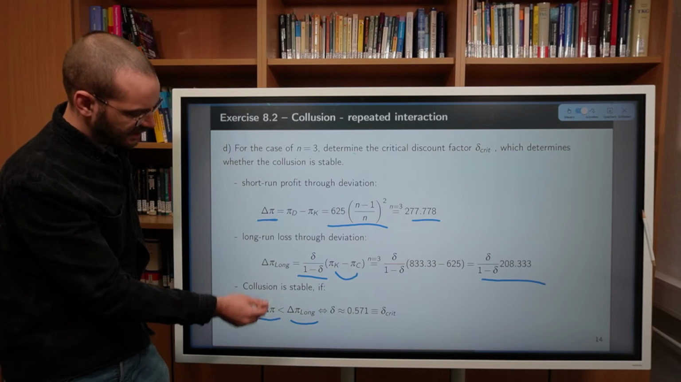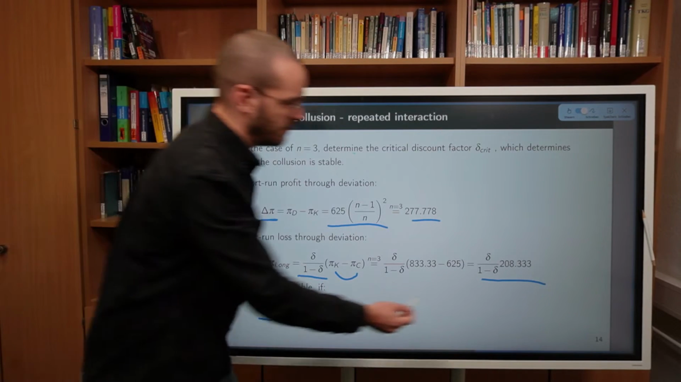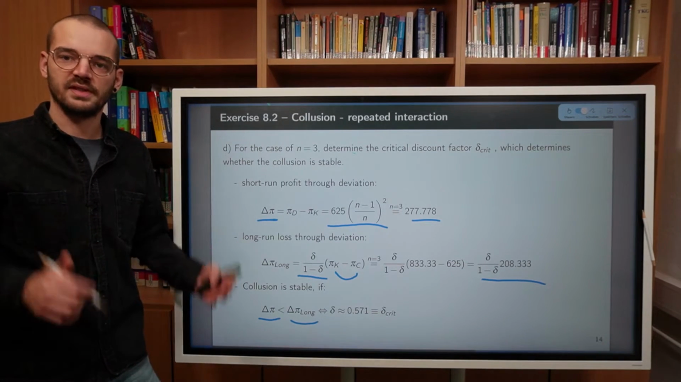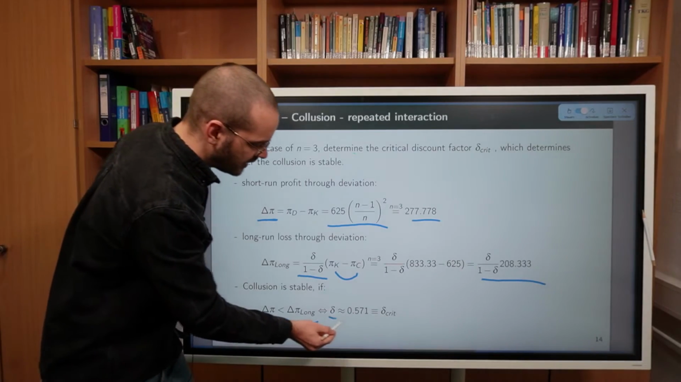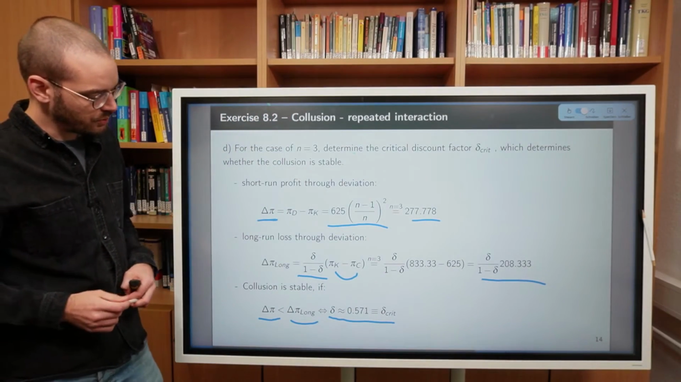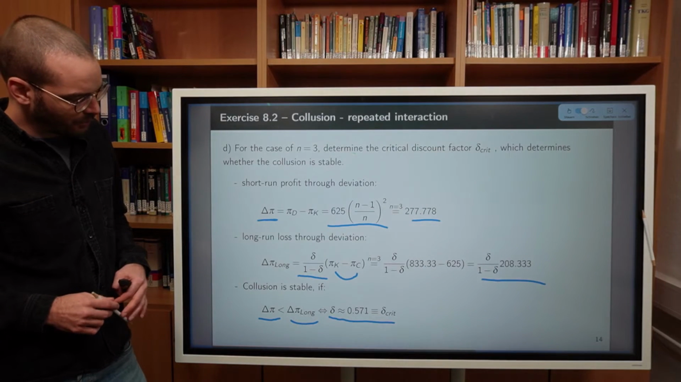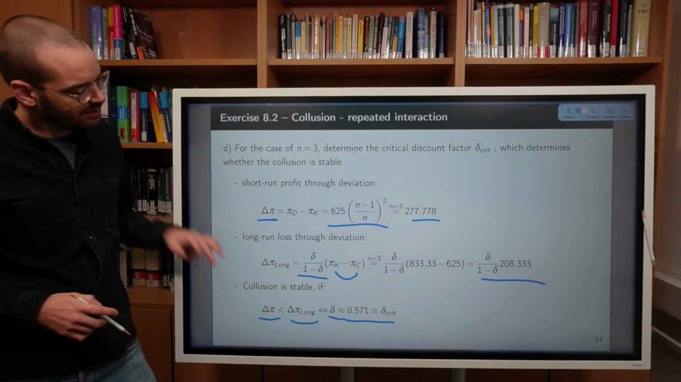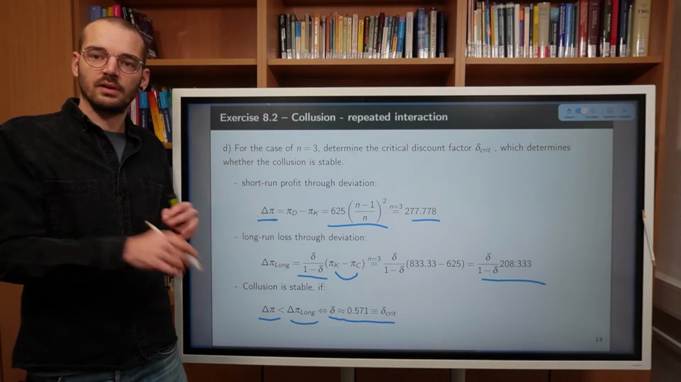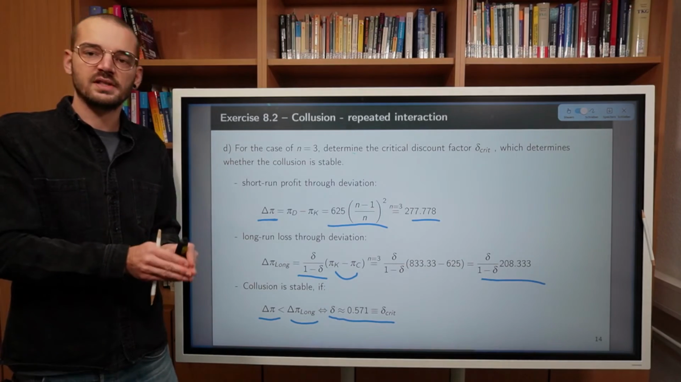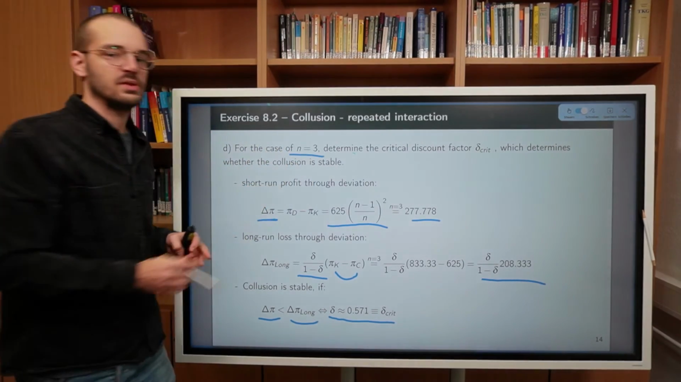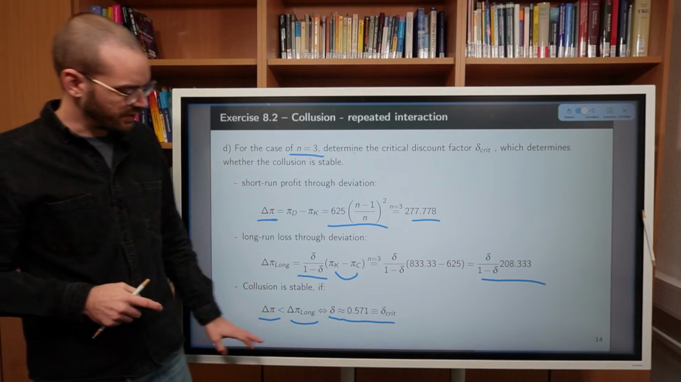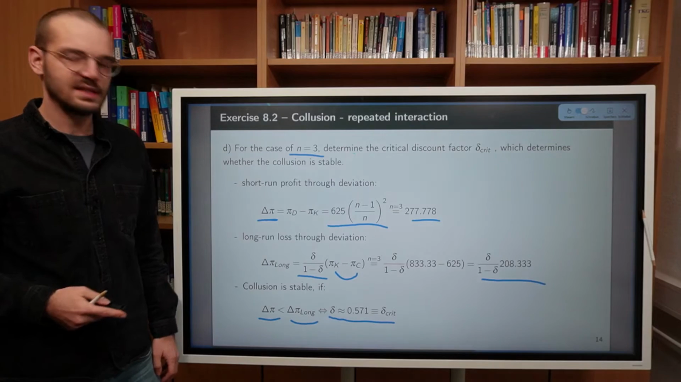and we plug in delta pi in the long run, which was calculated at this expression over here, and then we can solve this expression for delta. And if we do this, we can find out that delta, rounded to three digits, is 0.571. So the critical discount factor in this Cournot model, for the given demand function, for the given cost function, for the given number of firms, of course, for this setting, takes the value of 0.571.